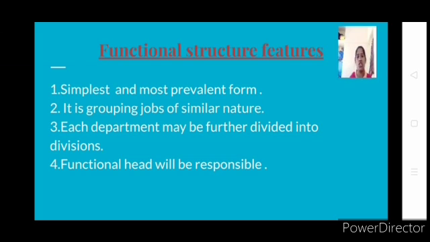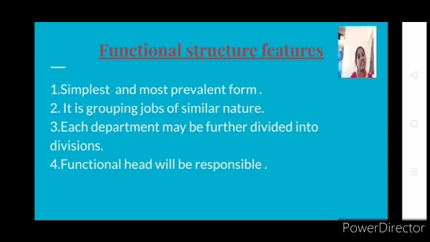In your organization, you are grouping your jobs according to the functions they perform. If they perform finance function, make them a part of finance department. If they are concerned with purchase function, make them a part of purchase department. It is like that.